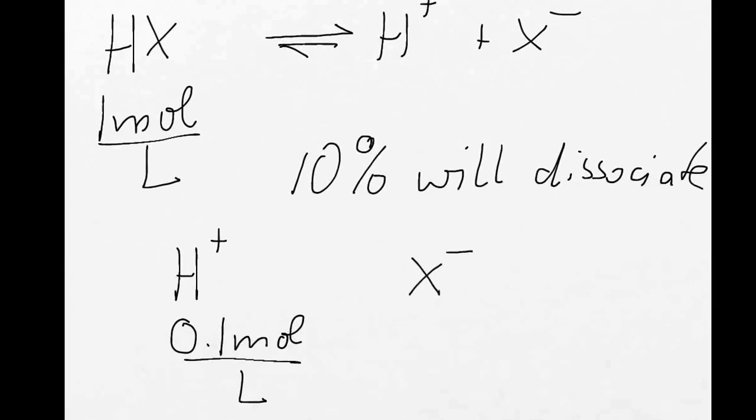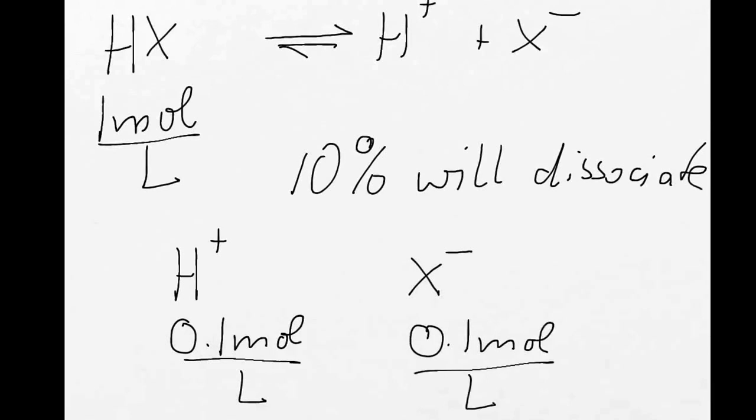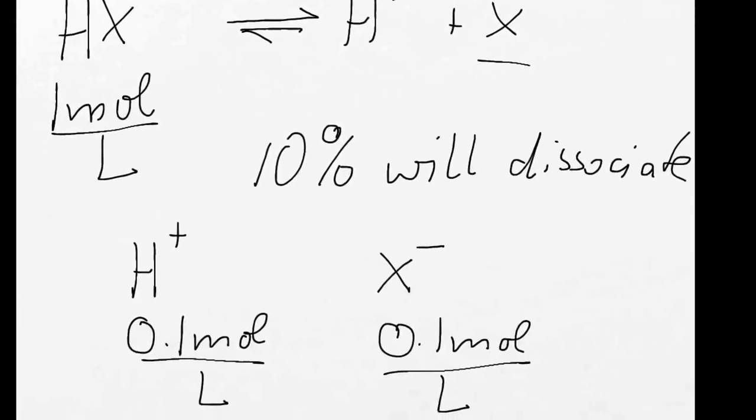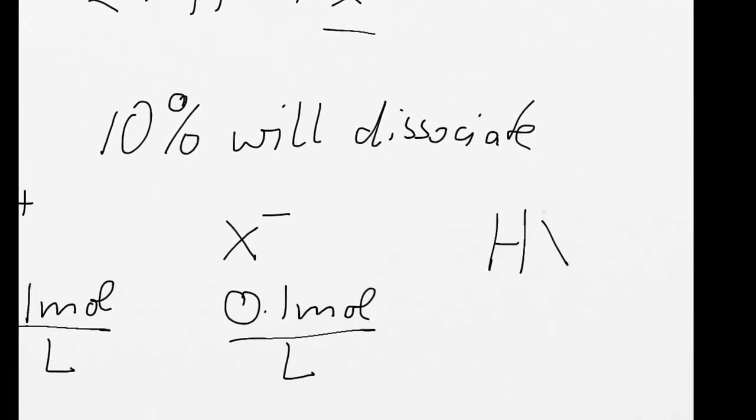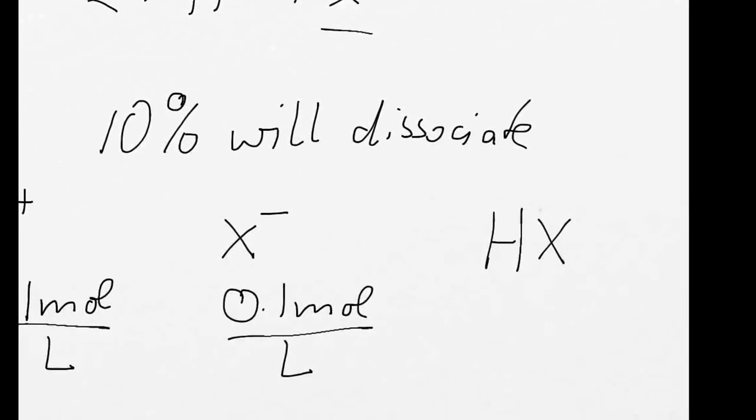How much of the X minus have I produced? 0.1 mole per liter. Exactly. Why? Because for each proton that I generate, I also generate an X minus. Make sense? How much of the HX do I have left? Somebody said 0.8? 0.9. Why is it 0.9? Why is it not 0.8?